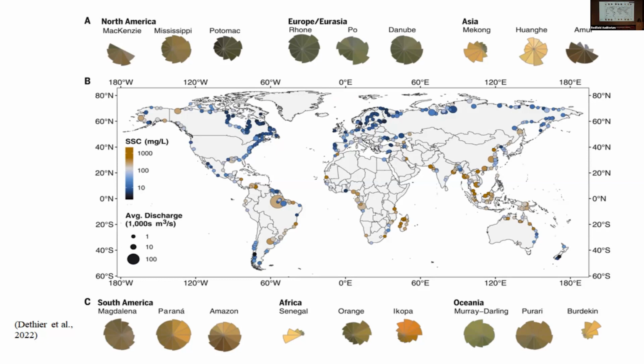So you can see the Amazon right here, the Ganga, Brahmaputra, Meghna system here, the Congo, and the size of the circles is related to the size of the flux.